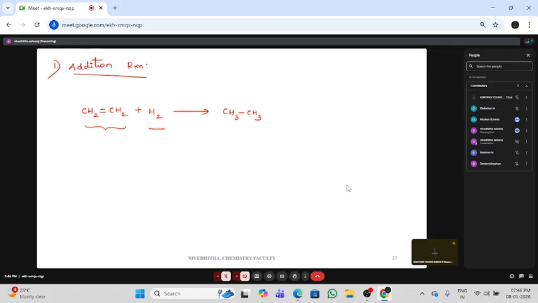Okay, but the very important point is that addition reaction will not occur with every substrate. The substrate definitely should have at least one double bond or triple bond. So basically, the substrate has to be an unsaturated compound. Then only addition reaction will occur. Because in a double bond, we know we have a pi bond and a sigma bond. Among sigma and pi bond, which is stronger and which is weaker?